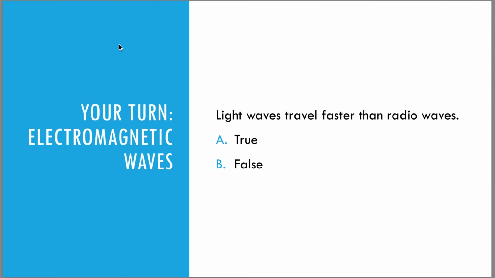The last thing I wanted to go over is one quick U-turn here. It says light waves travel faster than radio waves. Is that true or false? The purpose of this question is to realize that light is an electromagnetic wave, and so are radio waves. If they're both electromagnetic waves, then they all travel at the speed of light. So they all have the same speed, which means this statement was false.